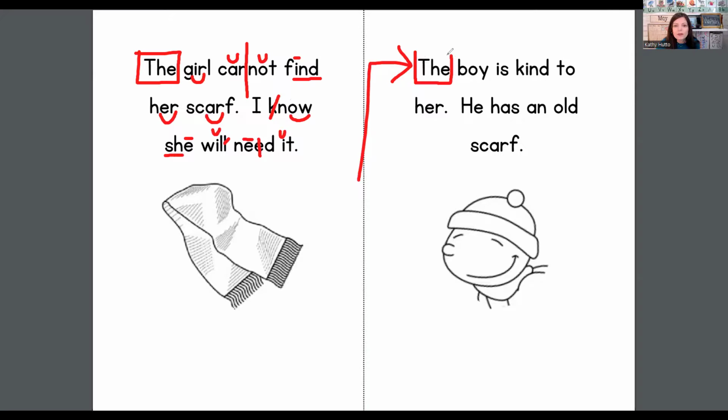Sight word the, boy is, wild old word, kind. Sight word to, her. Open syllable, he has an old scarf. Let's turn the page. You're doing a great job. Read along with me and later you can practice all by yourself.